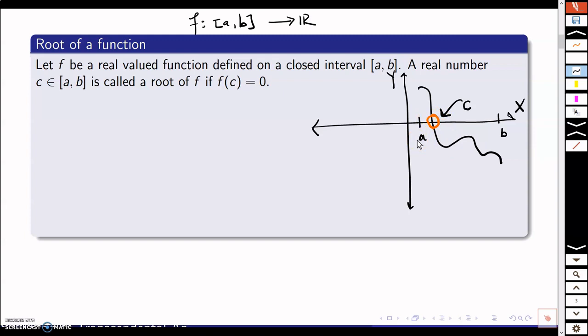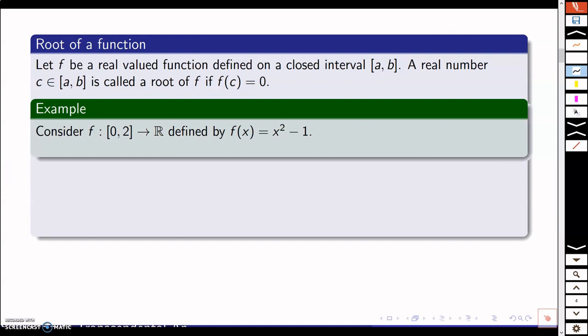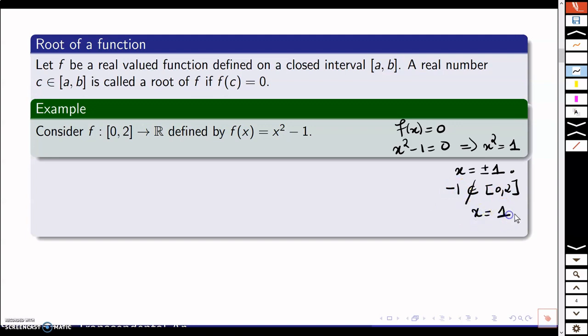Now let me take an example of a function and let's try to see which are the roots of that function. Consider the function f defined from the closed interval [0, 2] to R, and it is defined by f of x is equal to x square minus 1. Now if I want to find the roots of this equation, then I can set it equal to 0 and then solve it. f of x is x square minus 1. This means x square is equal to 1, and this tells me that x is either plus 1 or minus 1. But if you see, minus 1 is not there in the domain of the function, right? Because my function is defined in the interval [0, 2] and minus 1 is not coming in that interval. So I'm going to ignore minus 1. Minus 1 does not belong to the closed interval [0, 2]. So we ignore this minus 1 and hence the only root of this function is 1.